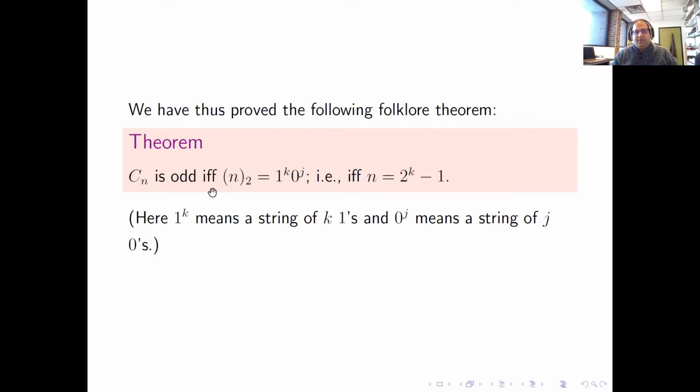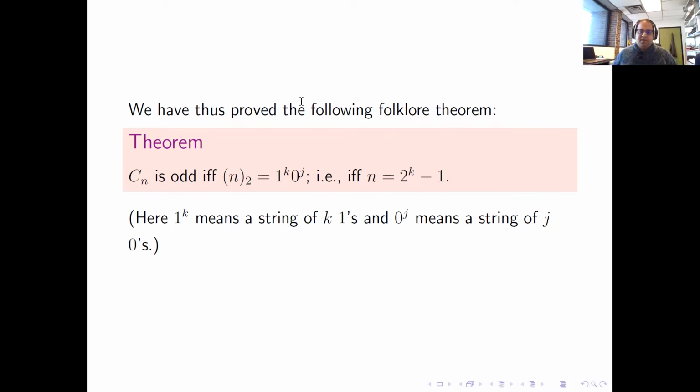So from the automaton, we can read off immediately that the nth Catalan number is odd exactly when n is 1 less than a power of 2, right? It just has binary representation 1, 1, 1, 1, 1. And just so my notation here, 1 to the k means a string of k 1s in the binary representation. 0 to the j means a string of j 0s in the binary representation.